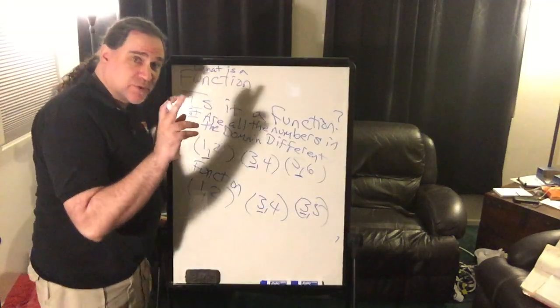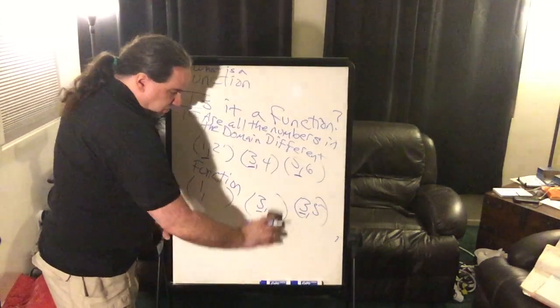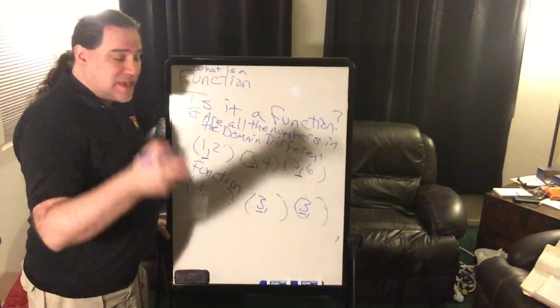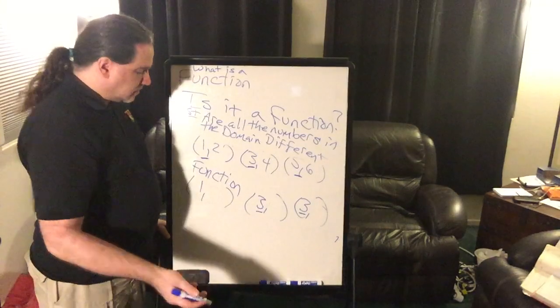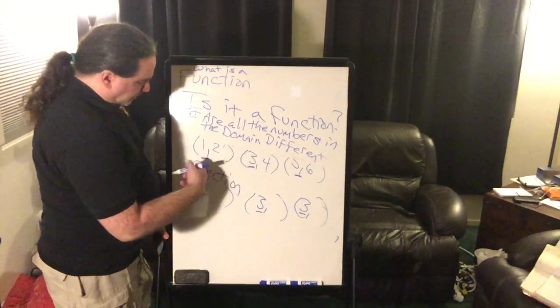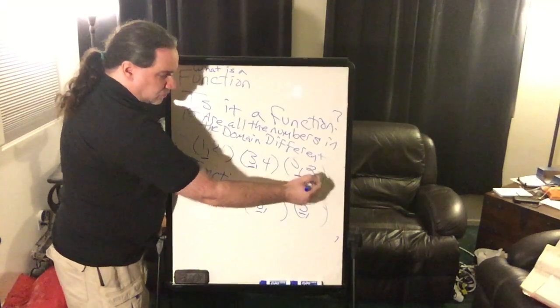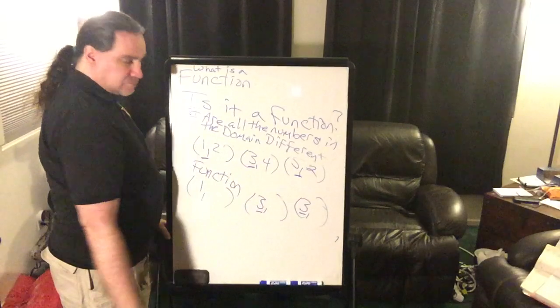Now, I want to make sure you understand it's the domain only. I do not even need to know what this number is. I don't even care what that number is. And it doesn't matter if that number is in the next one. So if I jump back up here where we know this is a function, if I change this number to a 2, it's still a function, even though these are the same.